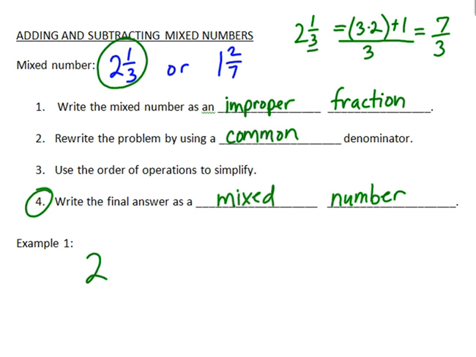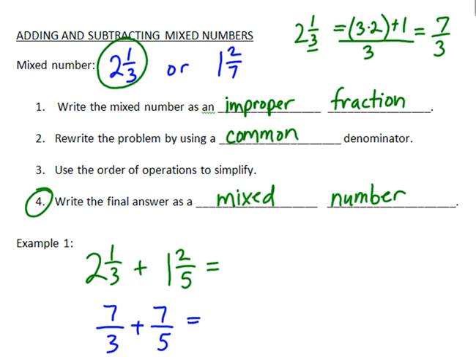Okay, so here we go. Let's try 2 1/3. That was our original one, right? Plus 1 2/5. Okay, how do we do that? Well, we need to rewrite each one as an improper fraction. So we did 3 times 2 plus 1 is 7/3 plus, what's 5 times 1 is 5 plus 2 is 7/5.